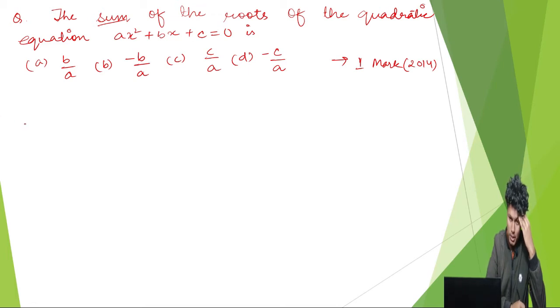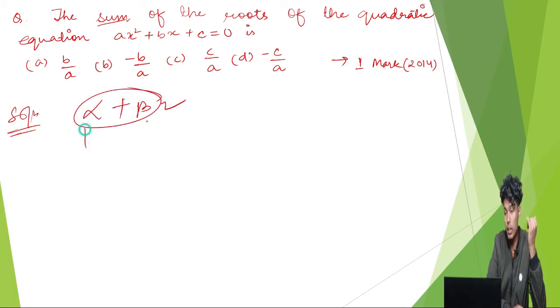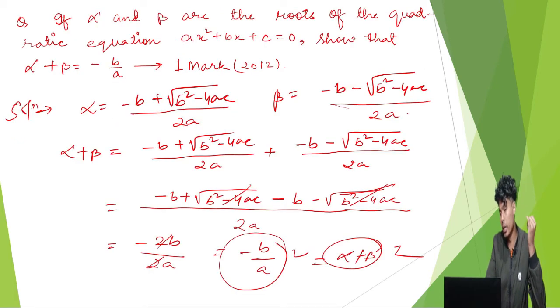What is meant by sum? Sum means plus, right? And this says the sum of the roots of quadratic equations. Roots, what are roots? Let us take alpha plus beta. Alpha and beta are the roots, and this is the sum, alpha plus beta. Alpha plus beta we have already shown here.